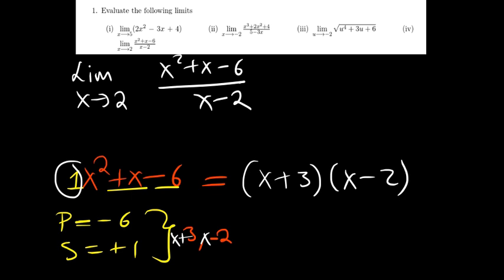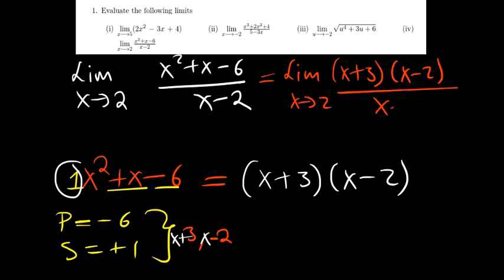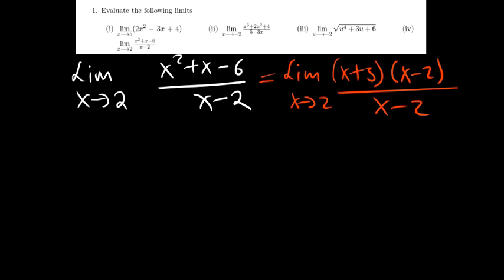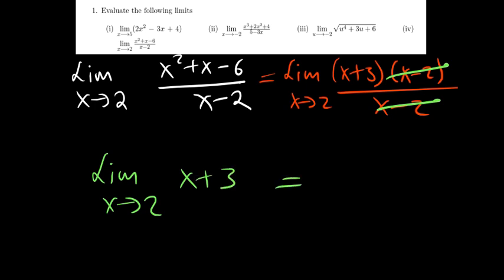So at this point, this is reducing to the limit as x approaches 2. We've expanded the numerator to (x plus 3)(x minus 2). The denominator is x minus 2. So we're trying to do away with x minus 2 because it's making the denominator undefined. So we can divide, and then we remain with the limit as x approaches 2 of x plus 3. When you plug in 2 there, you're going to get 5. So that's the limit, right? Simple and straightforward.